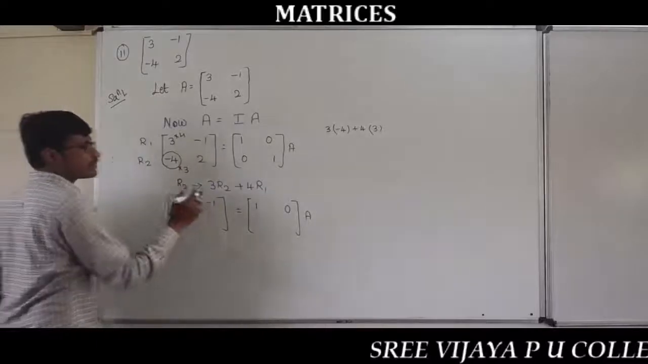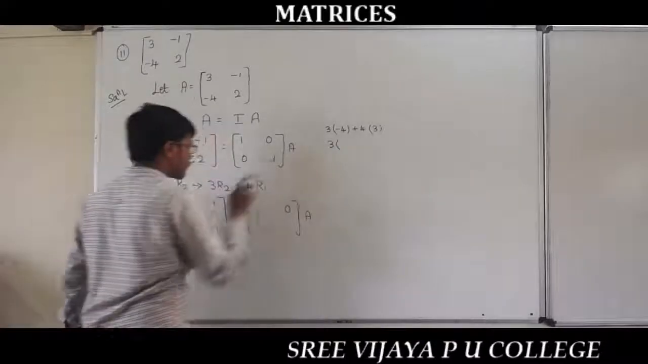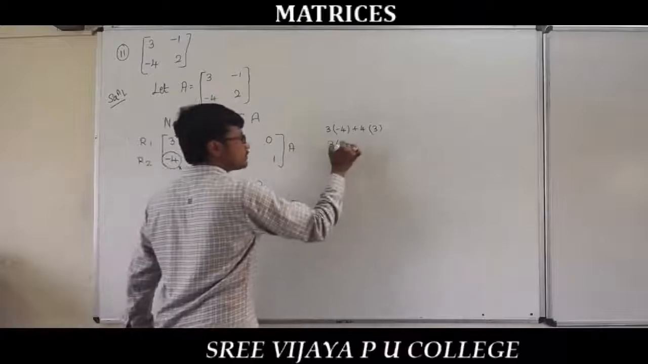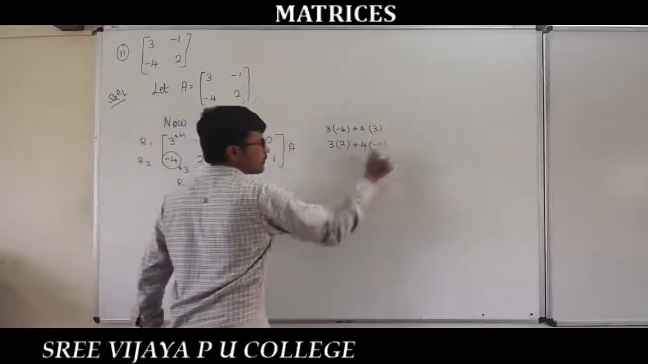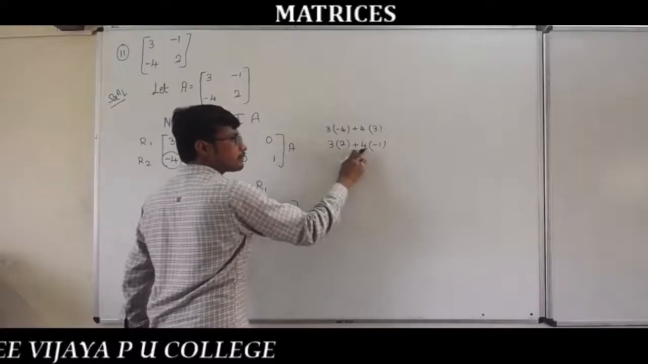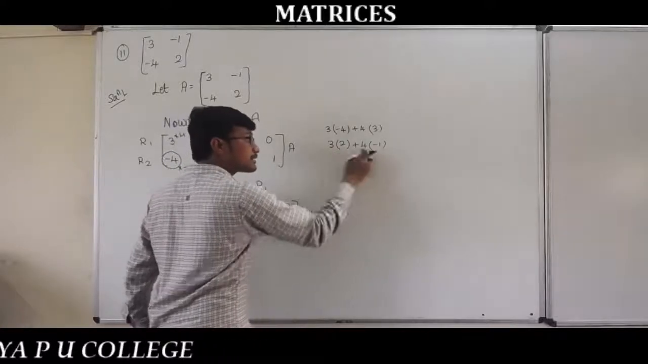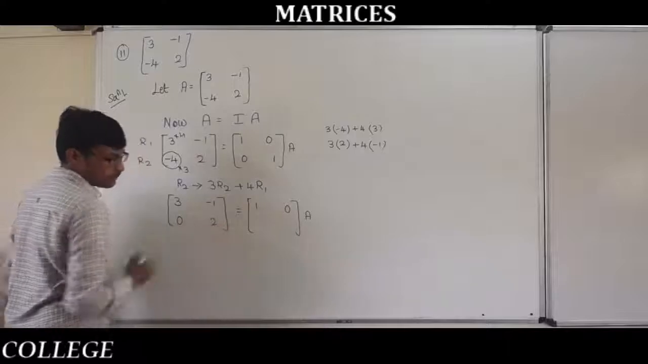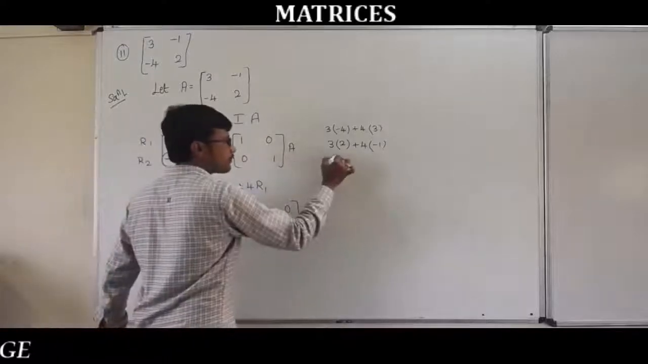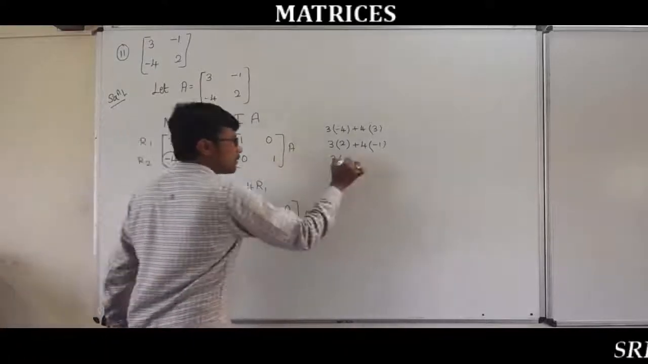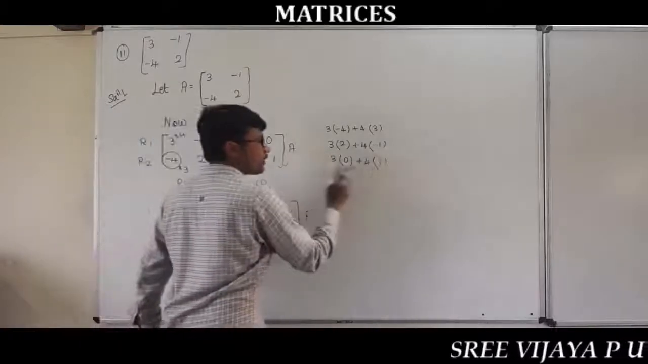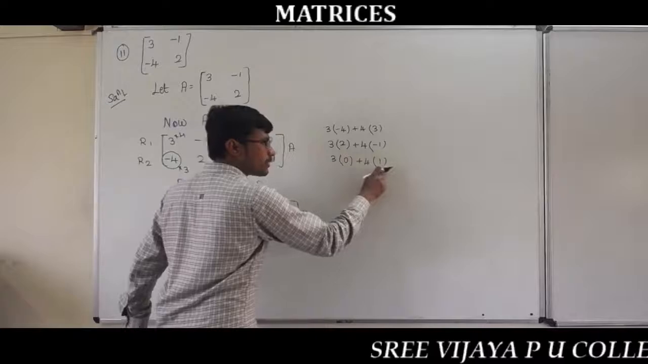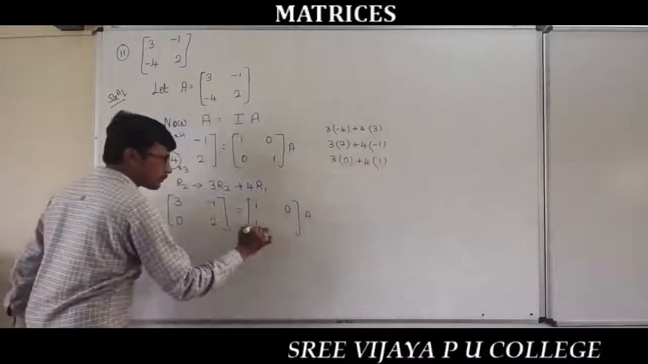Got it, right? Next, 3 times of R2 is 2 plus 4 times of R1 is minus 1. 3 times 2 is 6, 4 times 1 is 4 into minus 1, minus 4. 6 minus 4 is 2. Next, 3 times of R2 is 0 plus 4 times of R1 is 1. 3 into 0, 0. 4 into 1, 4. 0 plus 4 is 4.